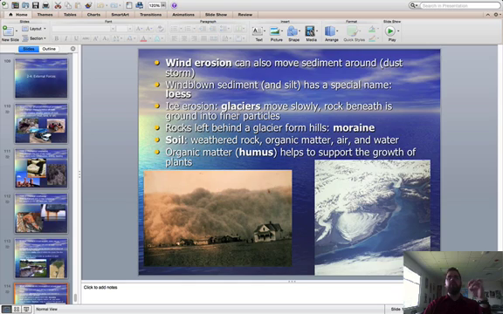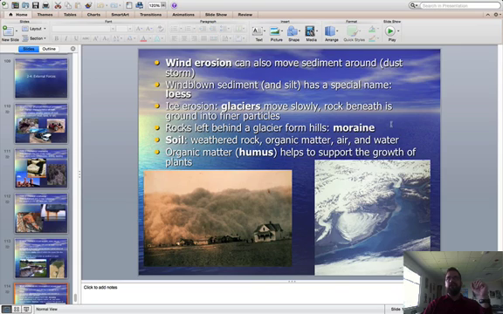And then glaciers, as they move, obviously they break down rock. You need to know the term for that. It's actually not on here, but the term for that is glaciation. So glaciation is when a glacier breaks down and erodes the area as it slides down.